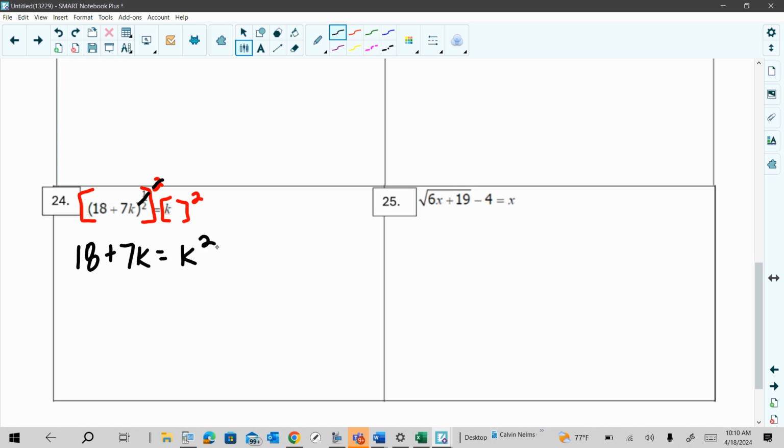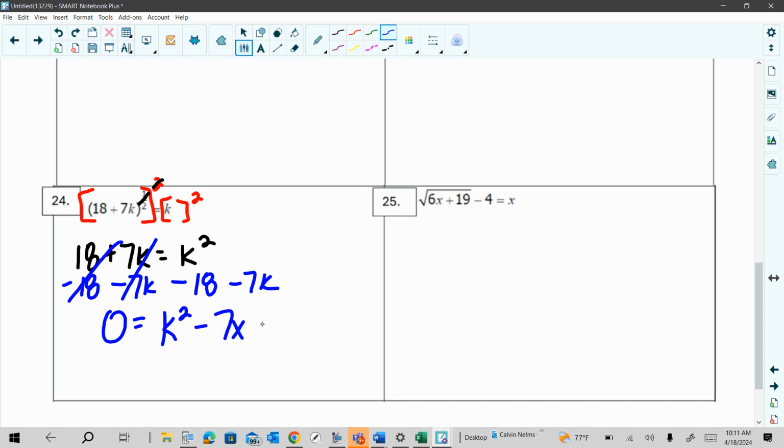So when you have an exponent of 2, to solve it, you have to factor, just like when we're using our X puzzle. We want it equal to 0, so minus 18 here, and minus the 7k. When I do that, these will cancel, so I have my 0 equals k squared minus 7k minus 18.